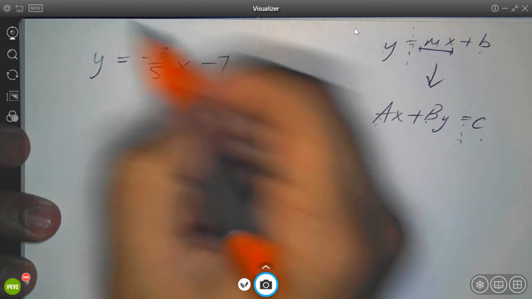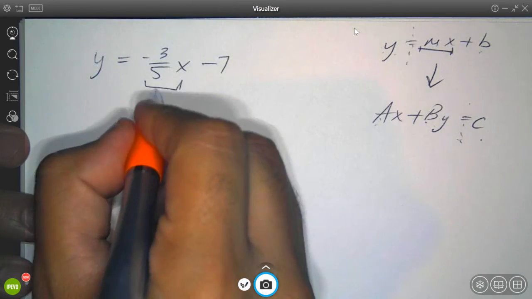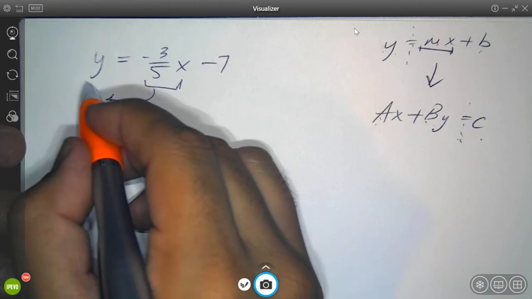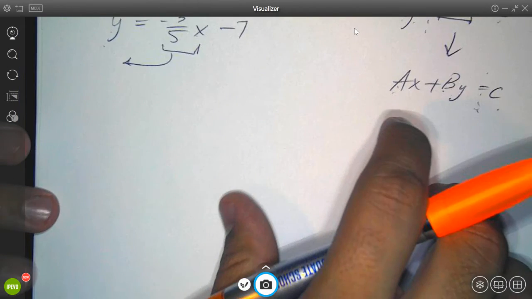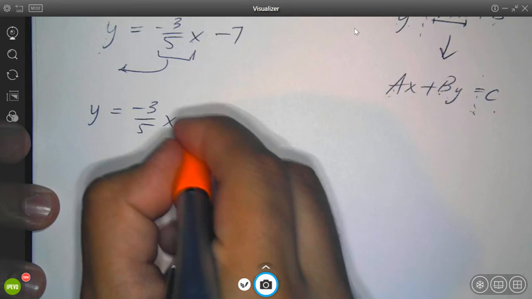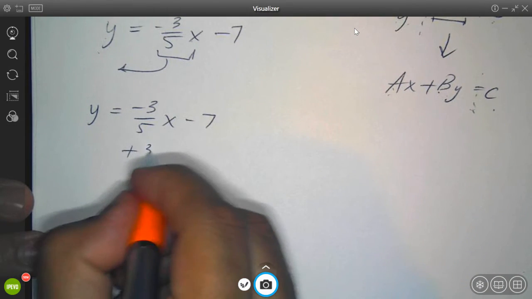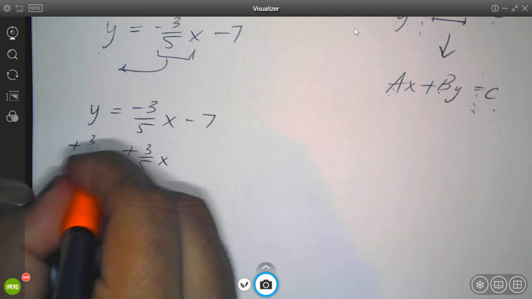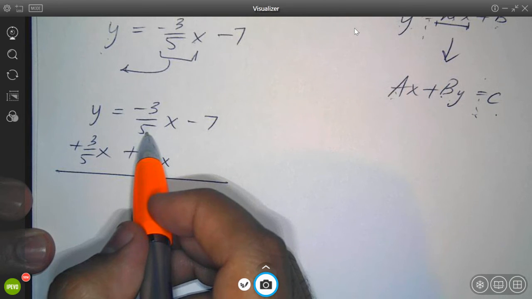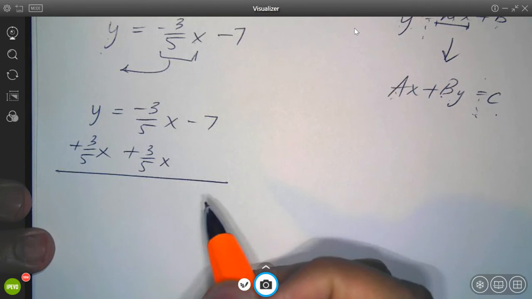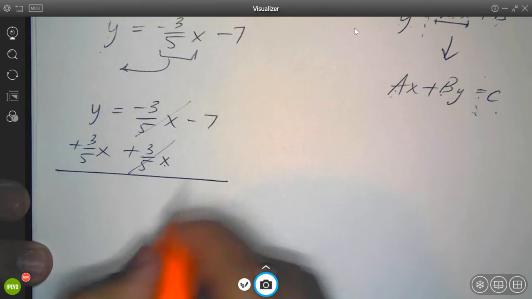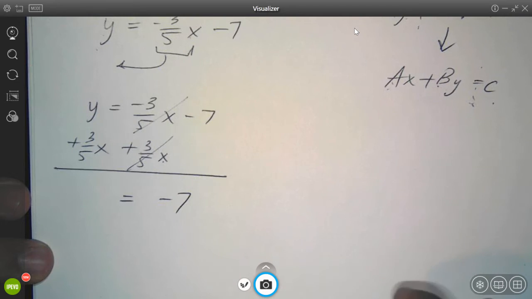So looking at this problem, I know I need to move this over to the left side to go from having the y on the left side to having both x and y. So again, how do I do that? I just move that 3 fifths x over to the other side. So I'm going to add 3 fifths x. Again, I'm going to do it to both sides because I want to get rid of this negative 3 fifths x altogether, not just the number portion, not just the variable. So 3 fifths x minus 3 fifths x cancels. So I'm left with the negative 7 on the right side.